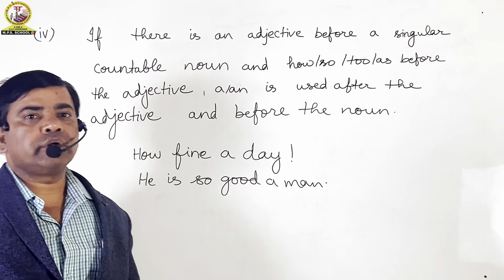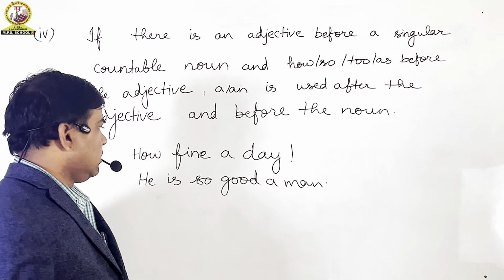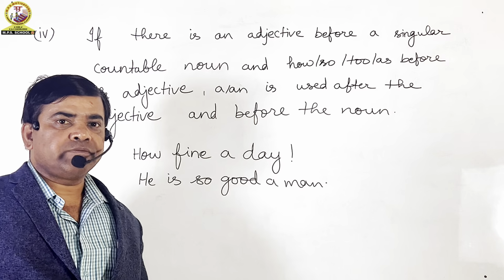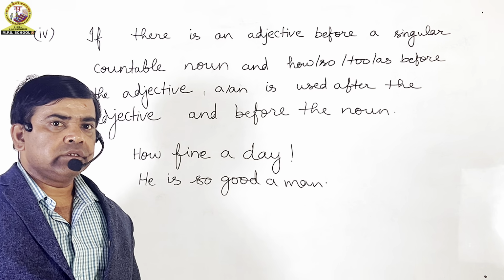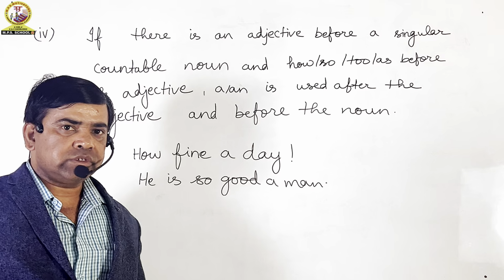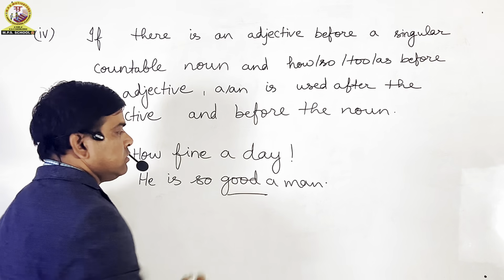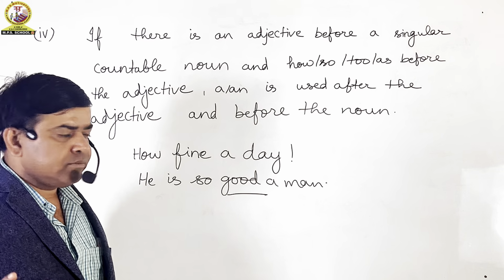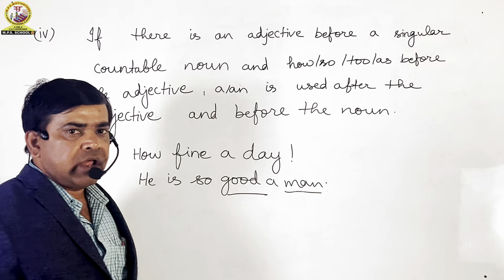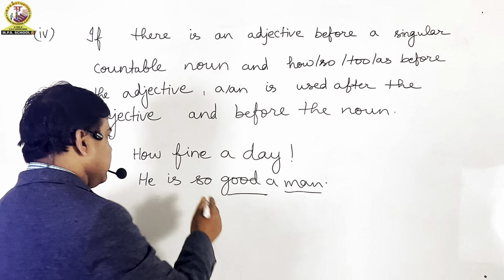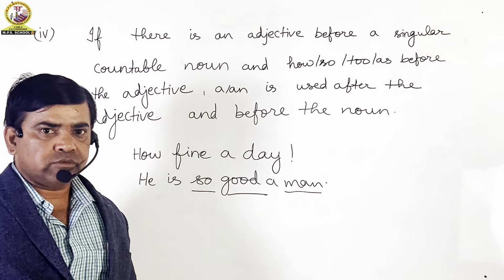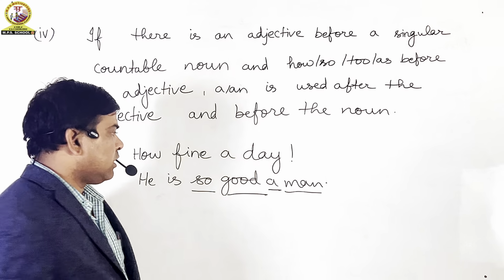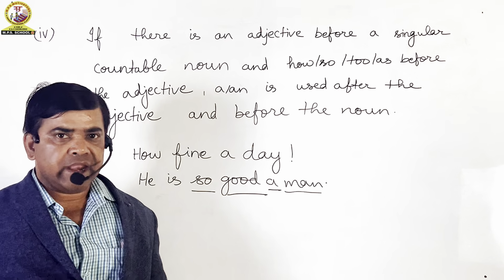He is so good a man. Here also we see that an adjective is used before a singular countable noun, and before the adjective so is used. Here the adjective is good. I mean the word good is an adjective and the word man is a noun, singular countable noun, and so is used before the adjective good. So the article a is used after the adjective good and before the noun man.